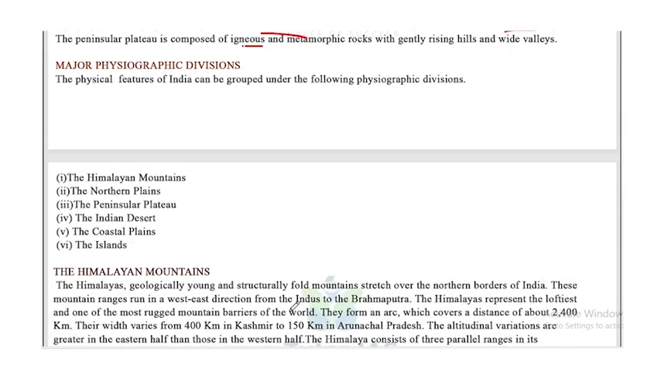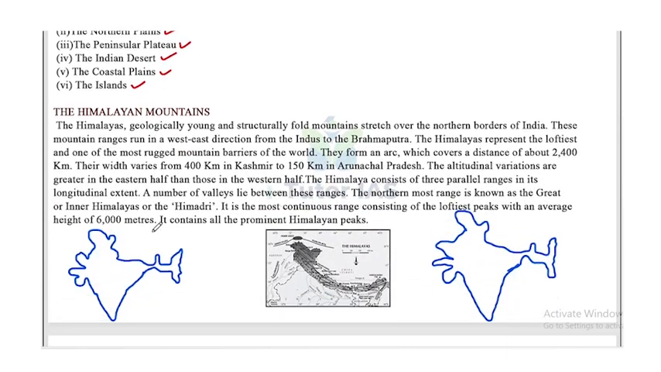The major physiographic divisions. The physiography of India can be grouped under the following 6 physiographic divisions. The first one is the Himalayan mountains, then the northern plains, the peninsular plateau, then the Indian desert, then the coastal plain, and finally the islands. So moving forward, the Himalayan mountains.